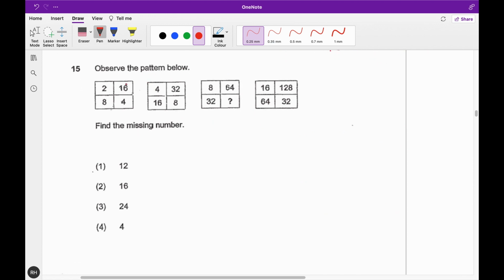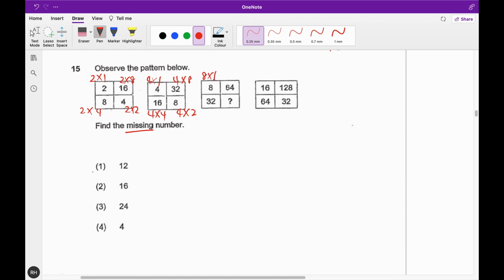Question 15. Observe the pattern below. Find the missing number. So we have 2, and then we have 4, and then 8 here, and then 16. 4, 8, 16, 32. Okay, so now this is like 2 times 2. Here is 2 times 4. Here is 2 times 8. So this is 2 times 1. So the pattern here will be 4 times 1. How do we get 8? 4 times 2. Here is 4 times 4, 16. Here will be 4 times 8, 32.